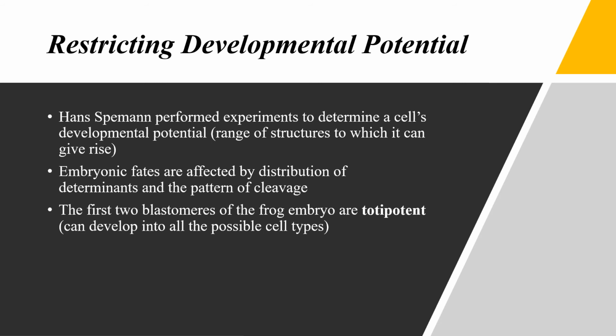So, restricting developmental potential. Hans Spemann performed experiments to determine a cell's developmental potential, or the range of structures to which it can give rise. Embryonic fates are affected by the distribution of the determinants and the pattern of the cleavage. The first two blastomeres of the frog embryo are totipotent, or they can develop into all the possible cell types. Okay.